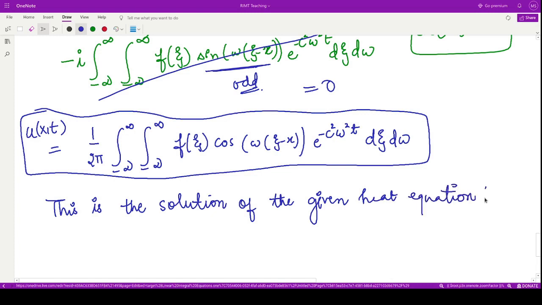According to this solution, we obtained this using the Fourier transform that you already know. So you could very easily use this Fourier transform in order to solve the given heat equation. I hope you understood this problem well.